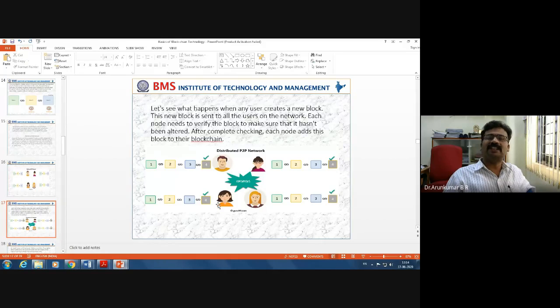There are 4 users here. Every user has got a blockchain. So let us say user X has got this blockchain, user Y has got this blockchain, user Z has got this blockchain, and another one, user A, has got this blockchain. Every user has got the blockchain. When a new block is created, every user validates that block, and each node adds this block to their blockchain.